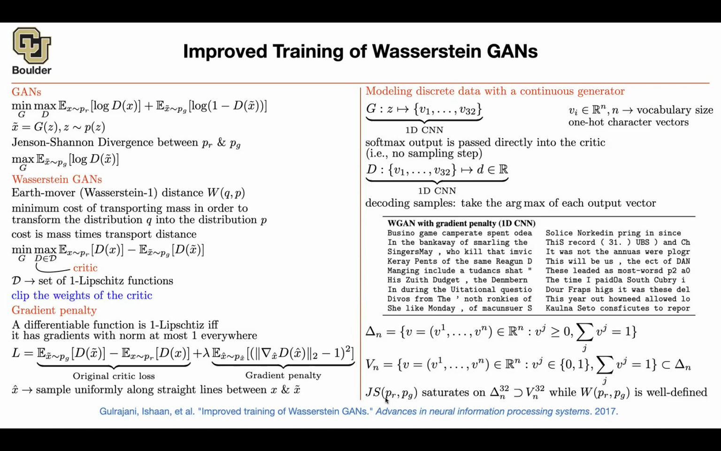Any other questions? But this is neat that you can actually model discontinuous data using GANs, because GANs are typically used for continuous data. But this is a neat observation that yes, it is actually possible to do it.